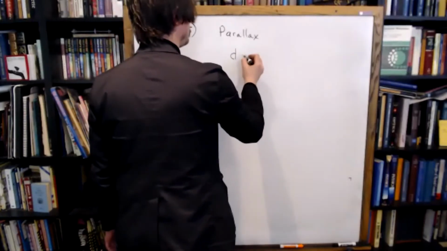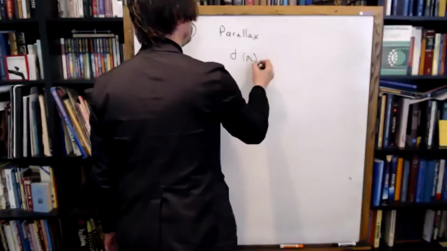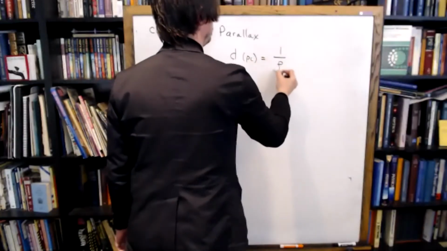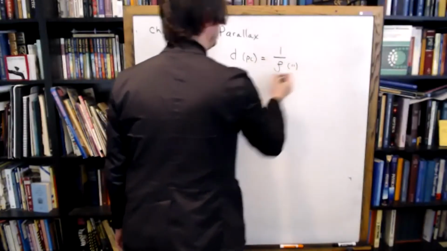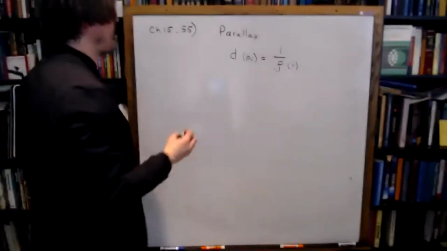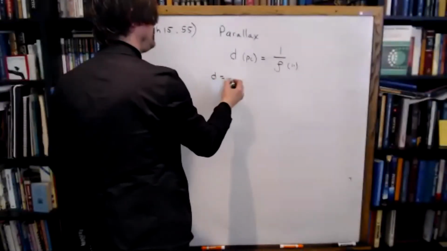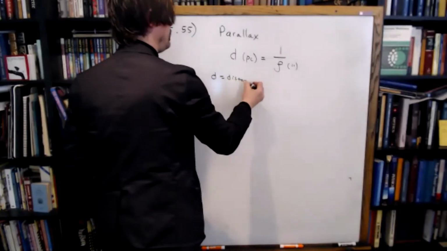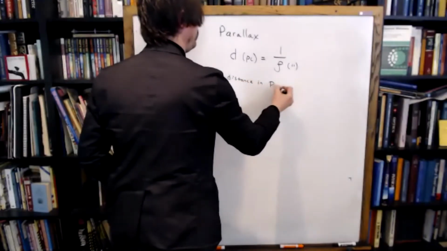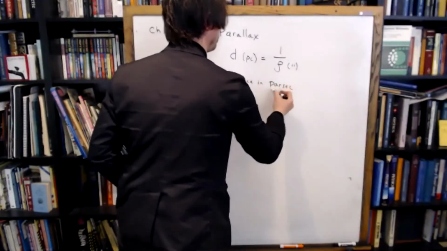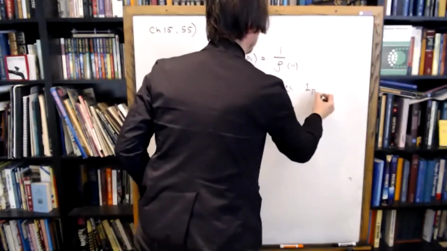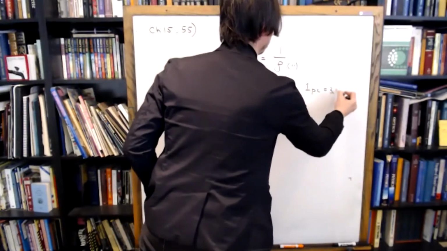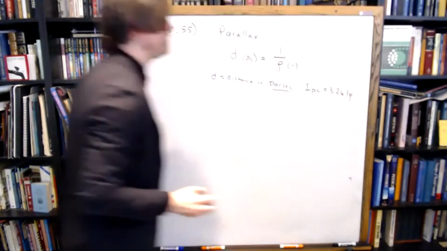The distance measured in a unit called parsecs is 1 over the parallax angle in arc seconds, where d is the distance in a unit called parsecs. 1 parsec is 3.26 light years.